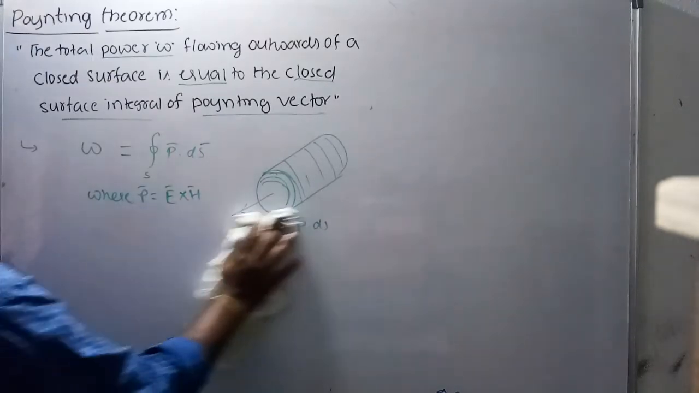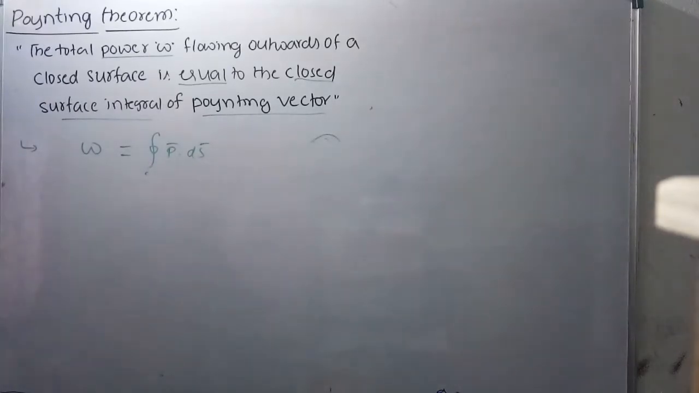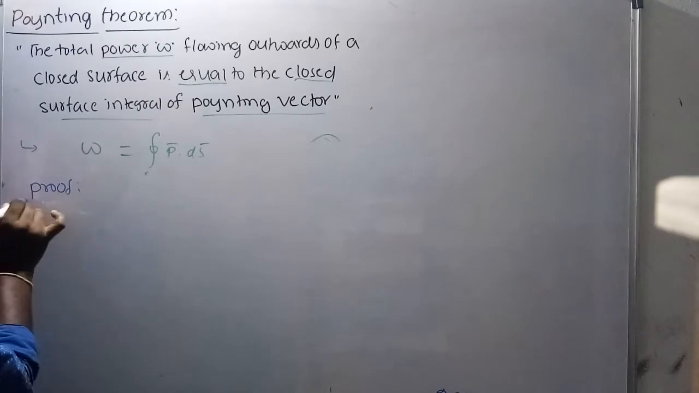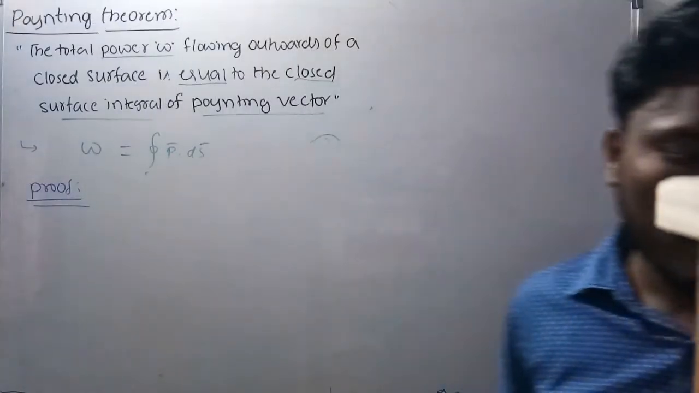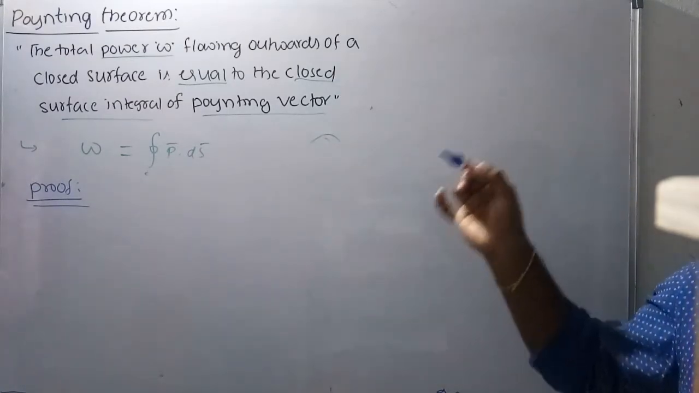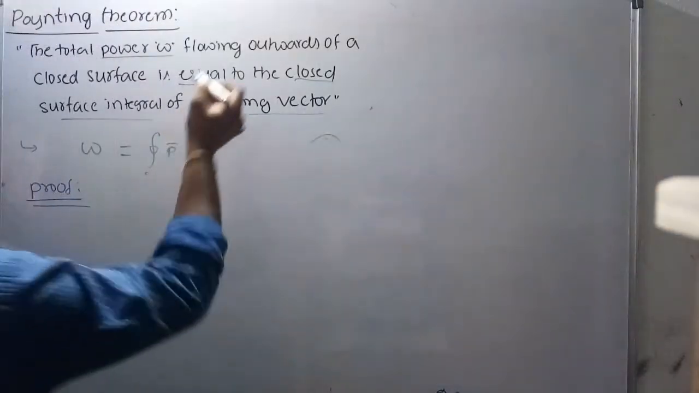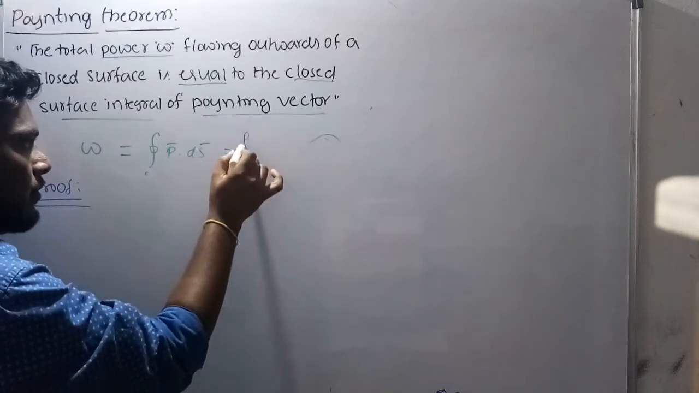So proof, we'll try to prove the Poynting theorem. All of you note down the statement here. Proof. All of you write the proof like this only. The relationship between energy transfer and the electric and magnetic fields can be obtained from one of the Maxwell's curl equations. Okay, and see here the Poynting theorem, which is also equal to the surface integration.